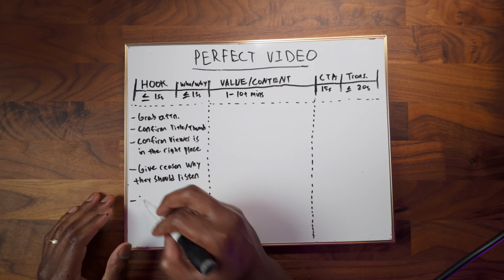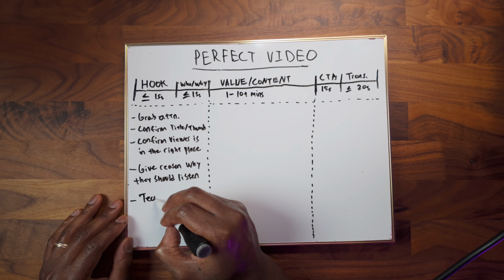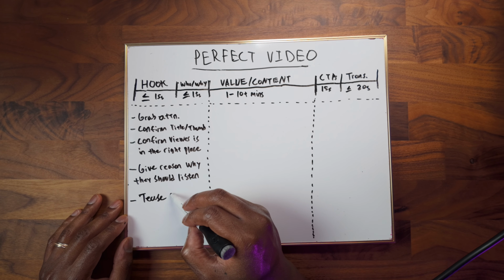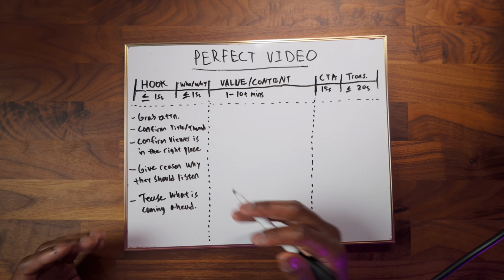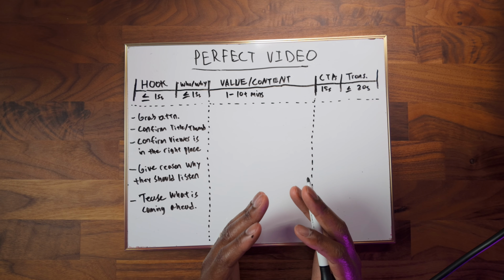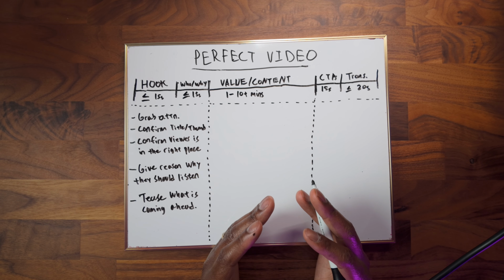And to round out this section, it's important to make that promise to them and also tease what content is coming ahead. This could be as simple as letting them know this is the problem that I'm going to help you solve, or this is a formula that I use to get X result. Once you have this section, it's time to move to the actual value or the content.